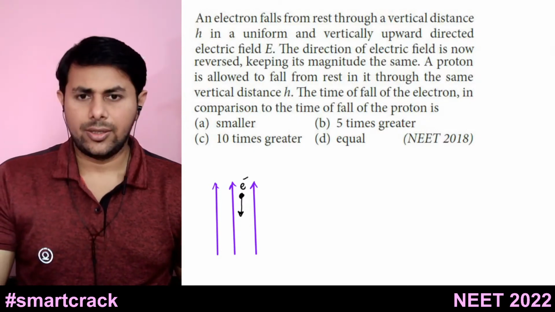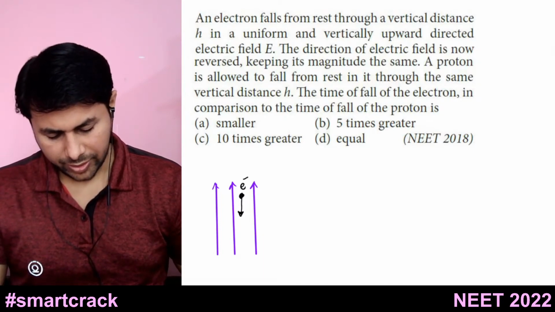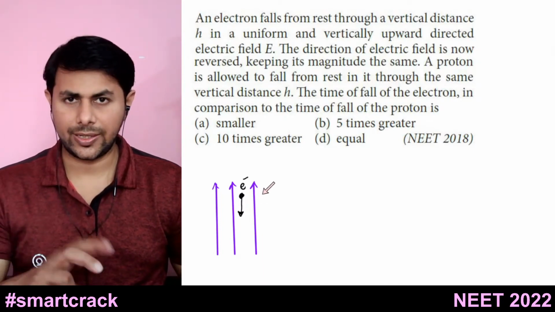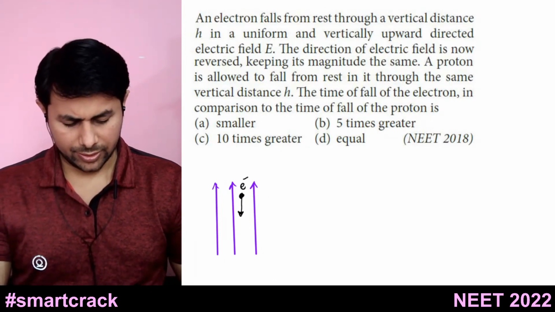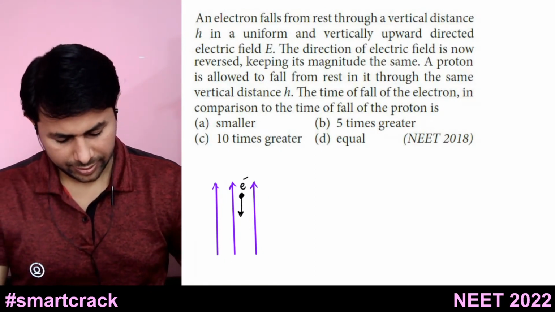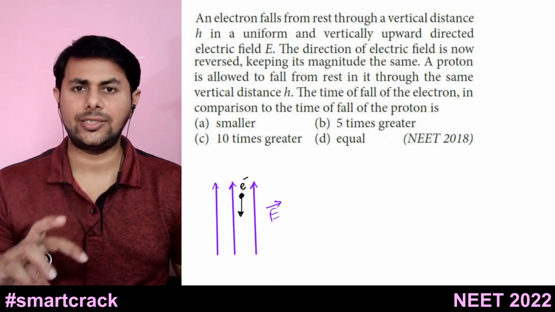Okay, then the direction of electric field is now reversed. We reverse the direction of electric field keeping its magnitude the same. So the magnitude is, suppose, E, so this was E bar. What we are doing is reversing its direction.